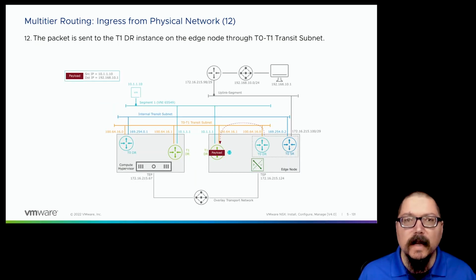And so where are we going to do that? Well, we're going to do that on the edge transport node, because the DR for my gateway exists on all of the transport nodes throughout my infrastructure, including my edge transport nodes, including the edge. So the packet moves to the tier 1 distributed router on the edge transport node. And then it can be processed further, right?